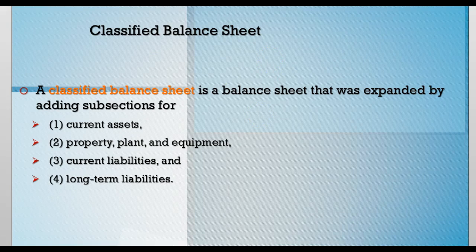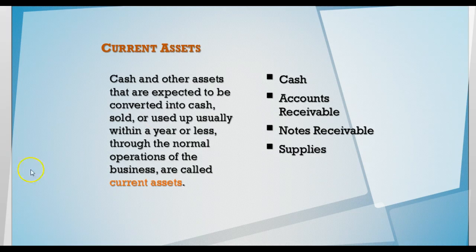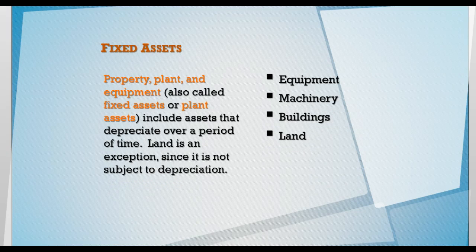So this is a classified balance sheet. With examples of current assets, you can see cash, accounts receivable, notes receivable, supplies. These are all current assets that will be used within one year or less than a year. And fixed assets, whoa, that's a hard one to say evidently.